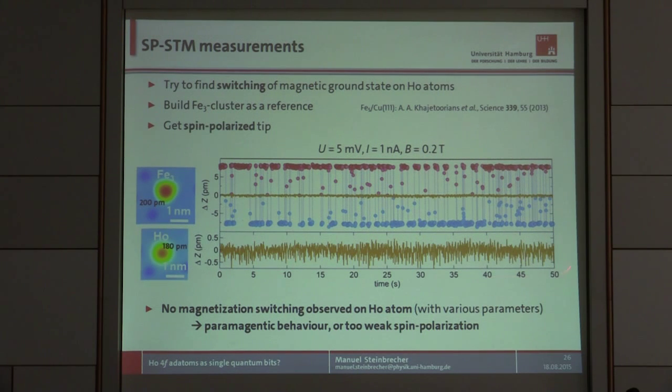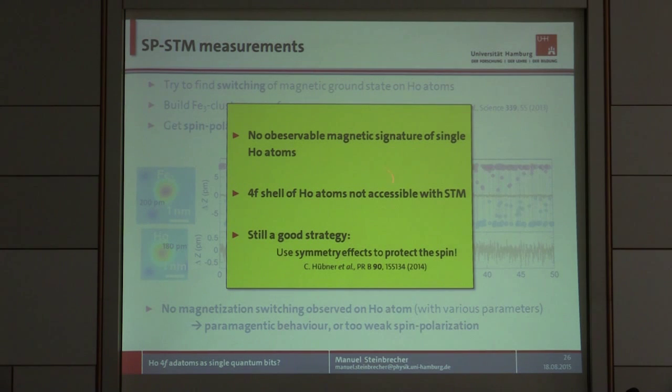We performed the measurements, of course, not only on a time scale of 50 seconds, but went up to several minutes and performed measurements with various parameters, and cannot find a switching signal here. So either we have a paramagnetic behavior of the holmium, or the spin polarization is too weak to be detected by us. So we do not observe any magnetic feature of holmium atoms at all with our STM. Maybe we cannot access the 4f shell, and the intra-atomic coupling from the 4f to the 5d shells is very ineffective. And I think it might still be a good strategy, as we have already seen these many symmetry arguments, to find symmetry effects that protect the spin.